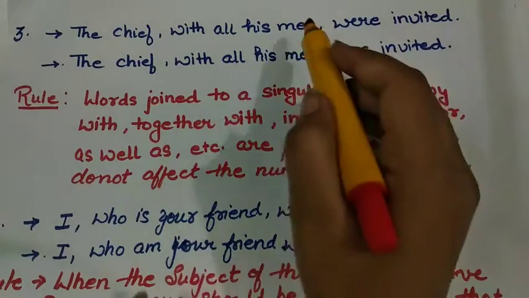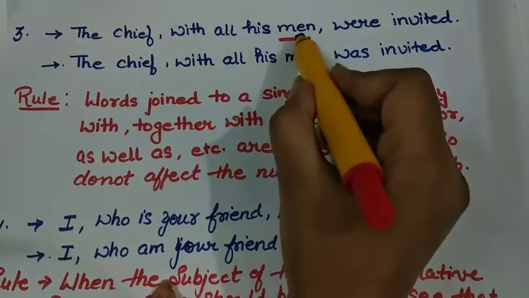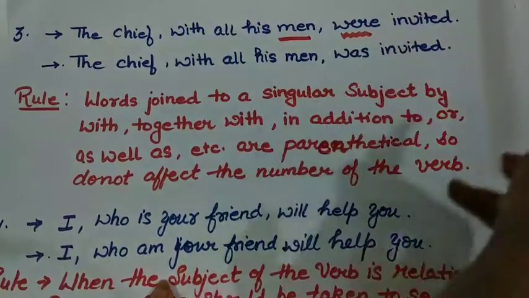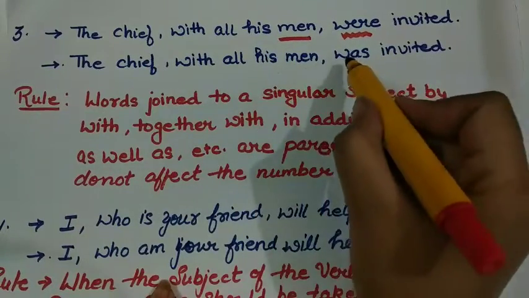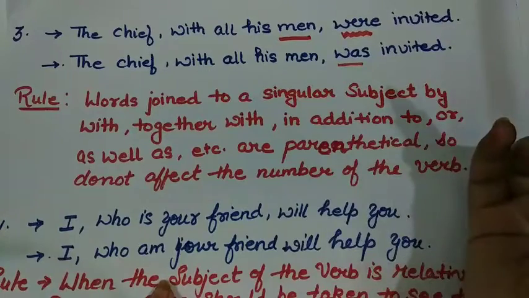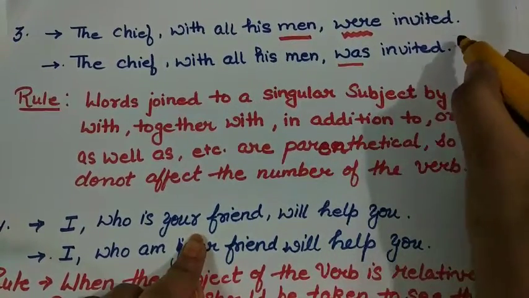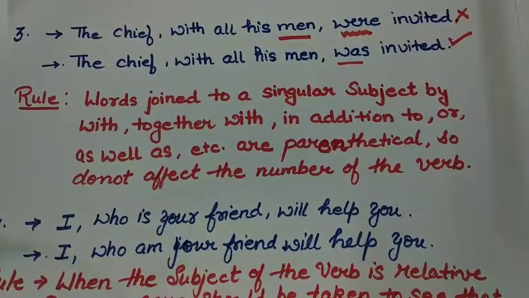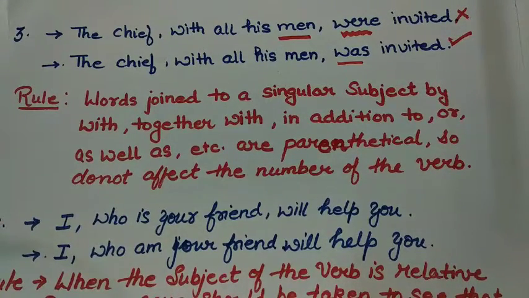Here, I have used his men, that is plural, and considering this plural, we have used were here. And in the next sentence, with all his men, I have used was. Why? Which one is the correct one? See, friends, the second one is the correct one, and the first one is the wrong one. Why? Here, the chief is a singular noun, and all his men are plural.